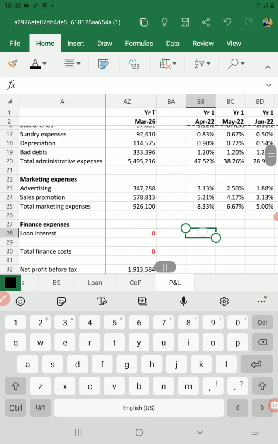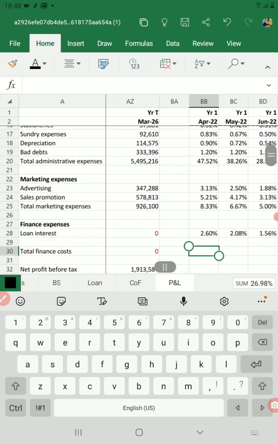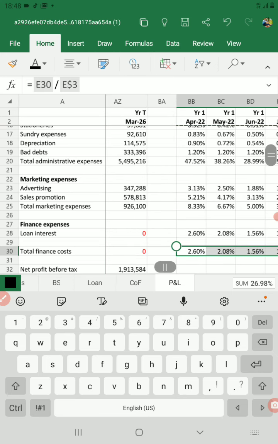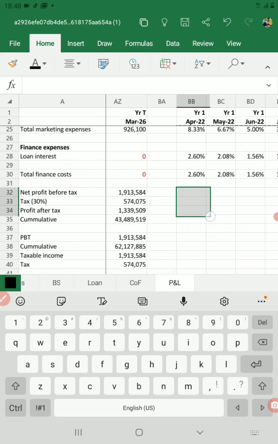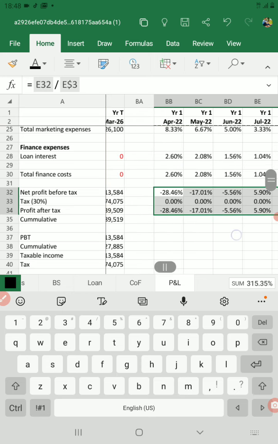here, paste here, paste here, up to profit after tax here, paste. So we are now done with our common size financials on a monthly basis.